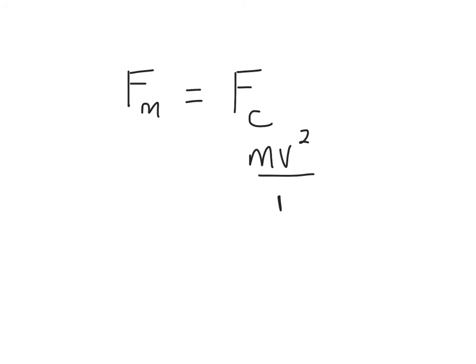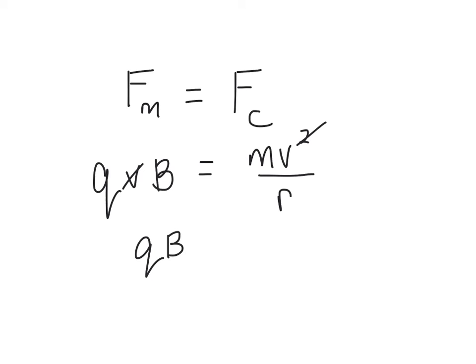So I could set the magnetic force equal to the centripetal force. If I then substitute in the equation for each, for the centripetal force, I would substitute in mv squared over r, and for the magnetic force, I would substitute in qv cross B. Now, very clearly you can see that v will cancel, and I'll be left with qB equals mv over r.